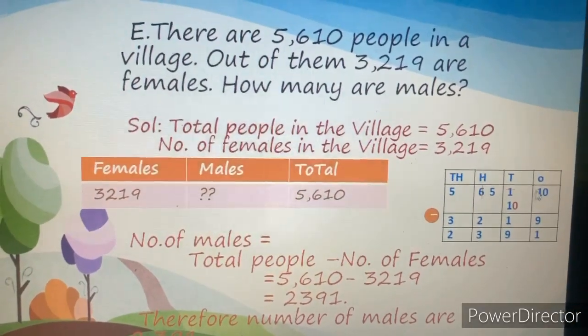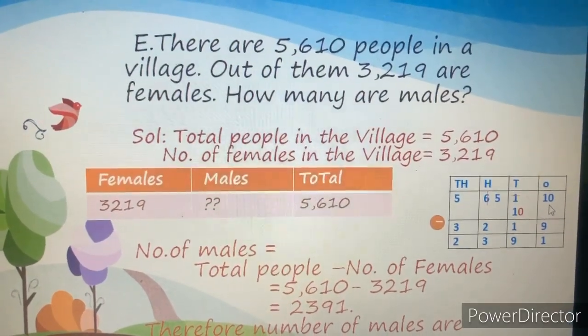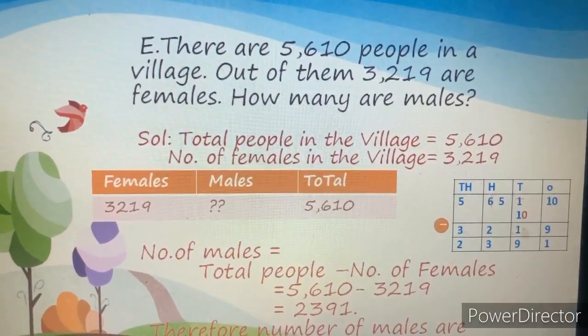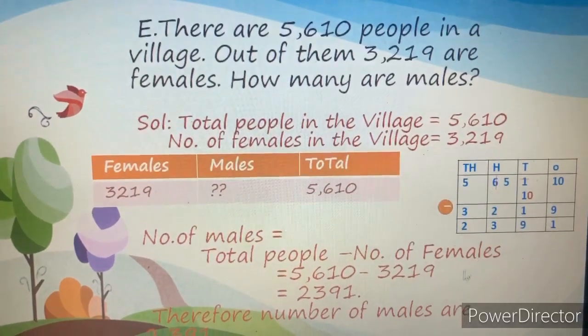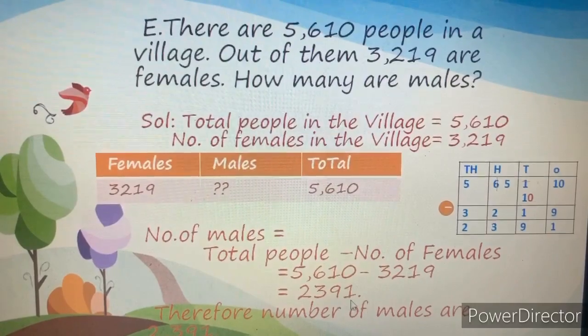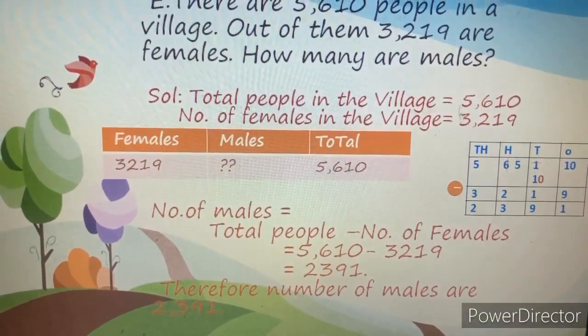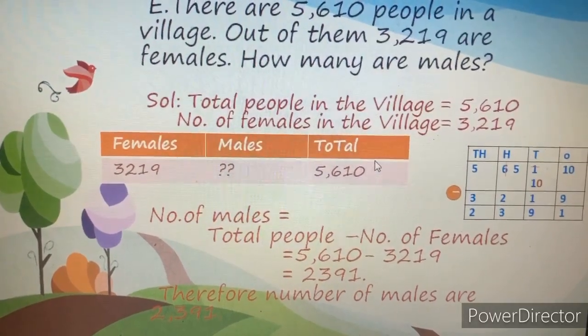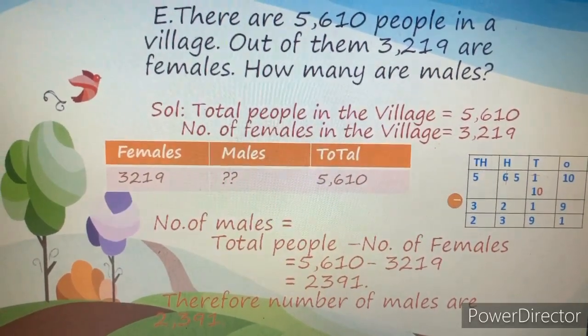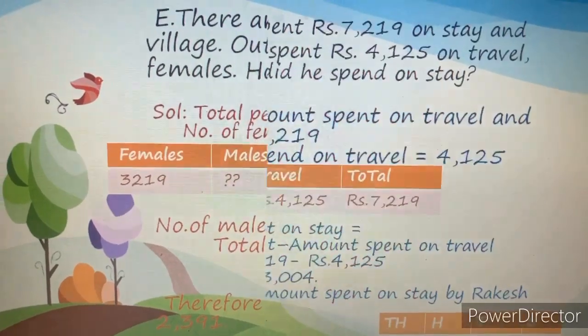3,219. So here you can see I did column method, isn't it? 5,610 minus 3,219. So what is the answer we'll get? 2,391. This question you solve in your workbook. If place isn't sufficient, you can solve in the classwork. Now let us look at the next question.